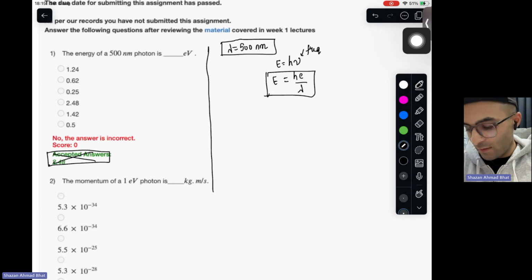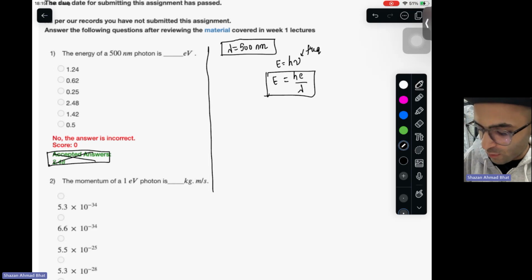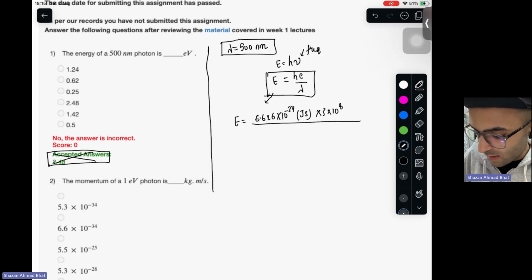It's a simple equation which we have studied in 10 plus 2. And how we are going to solve it is using Planck's constant, 6.626 times 10 to the power minus 34. You should remember the unit, joule seconds, times 3 times 10 to the power 8 meters per second.